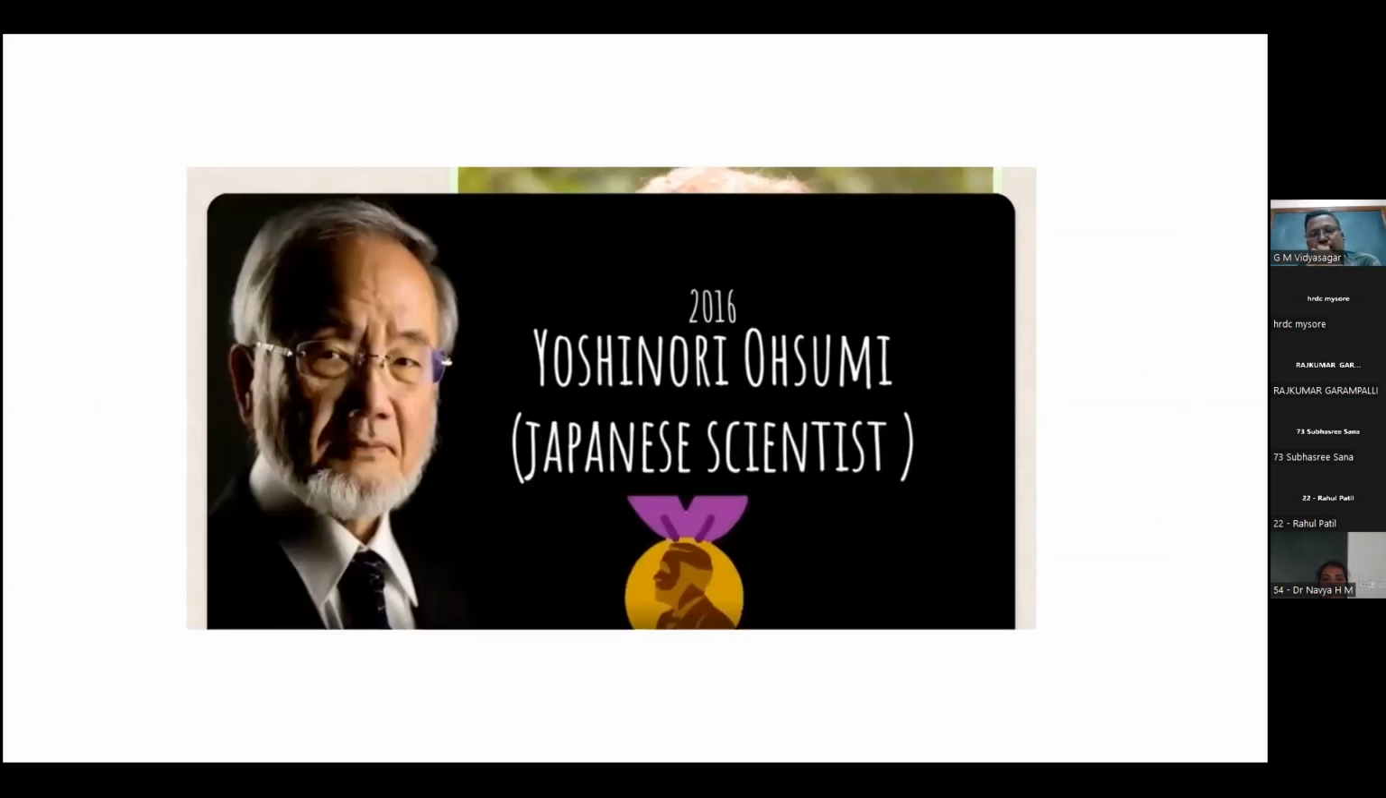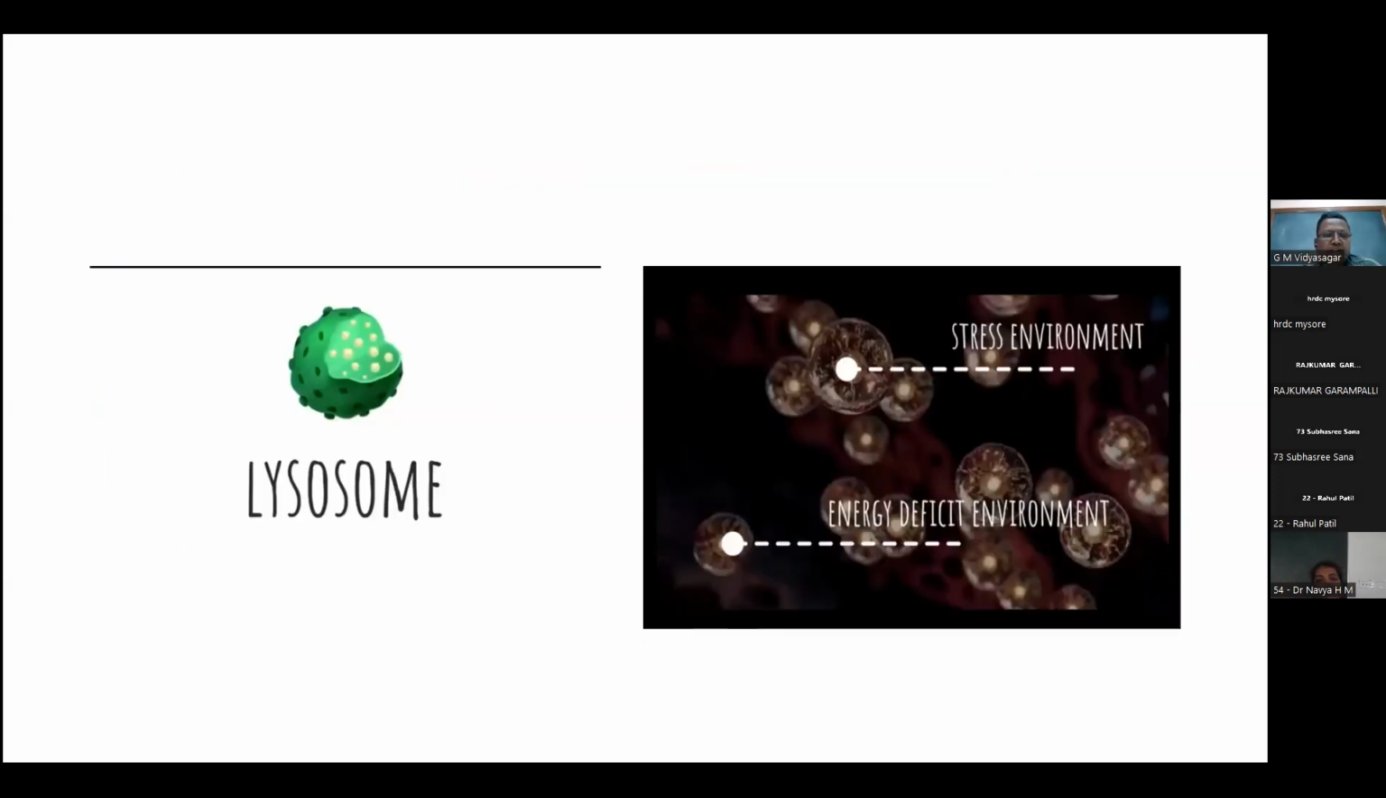Then one more person is Yoshinori, a Japanese scientist. He also got the Nobel Prize on this mechanism, in 2016, and he identified the lysosomes. Lysosomes play a very important role in the removal of debris, unwanted cells, or defective cells from the body, and they use them as nutrients.